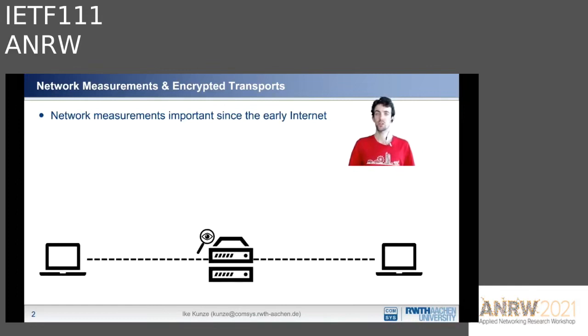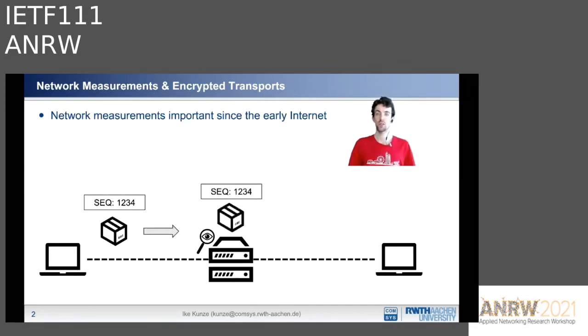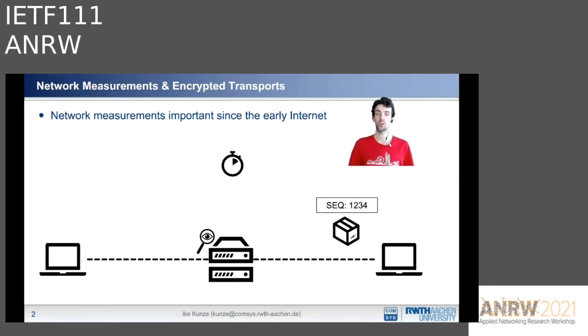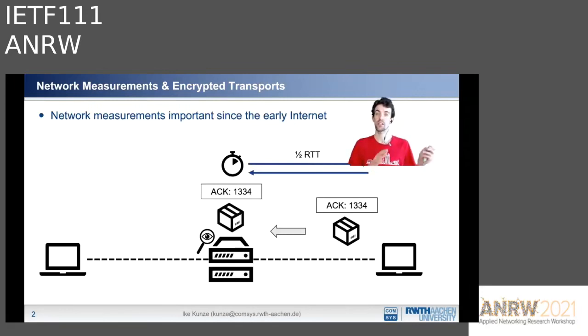What we have here are two hosts interconnected by a network probe in the middle. If the host on the left-hand side now sends a packet with a certain sequence number, the network probe in the middle can store that sequence number and then basically start a timer. The packet is then forwarded as usual, and the host on the right-hand side then answers with a corresponding acknowledgement. As soon as the acknowledgement arrives at the network probe, it can stop the timer and compute the right-hand side half of the round-trip time.